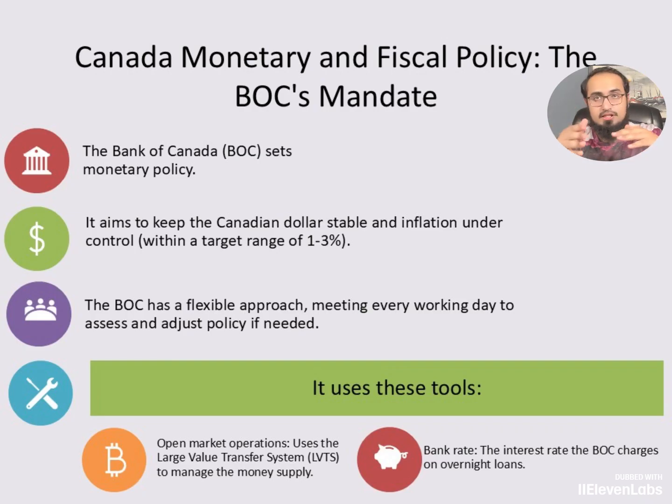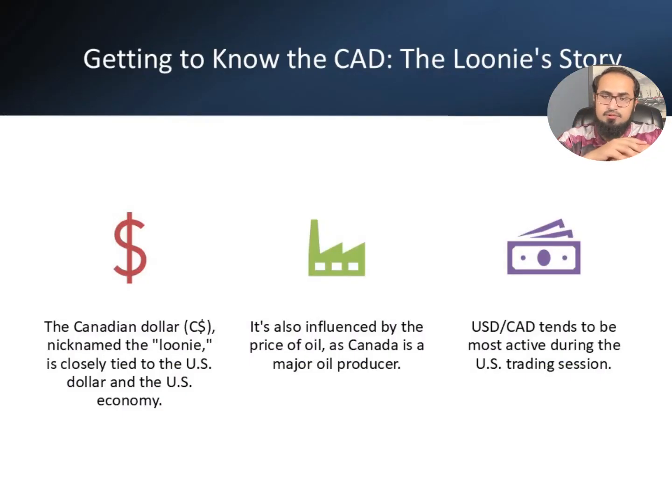Now, what are its tools? Open market operations, just like everyone uses, to manage the money supply, and interest charged on overnight loans. Now, what is the Canadian dollar story? The Canadian dollar nickname, the Loonie, is closely tied to the US dollar and US economy. It's also influenced by the price of oil. As Canada is a major producer, if oil goes up, the CAD will be strong, and if it goes down, the CAD will be weak. USD CAD tends to be the most active during the US trading session.